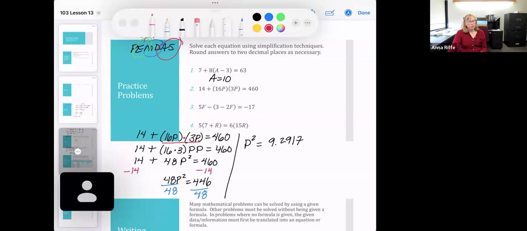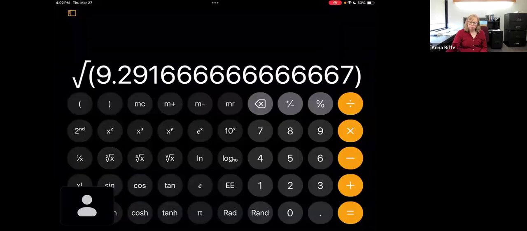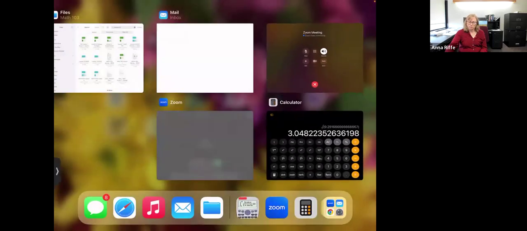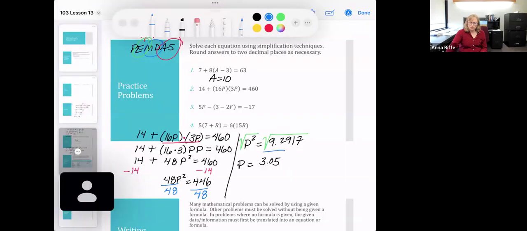And then we don't have p by itself, we have p squared. So as a last step, we can undo that exponent of 2 by taking the square root of both sides. Back to the calculator. Let's take the square root of this, and we get 3.05, it appears, for our solution. About 3.05. We can now round because this is our final answer. Any questions on that one?